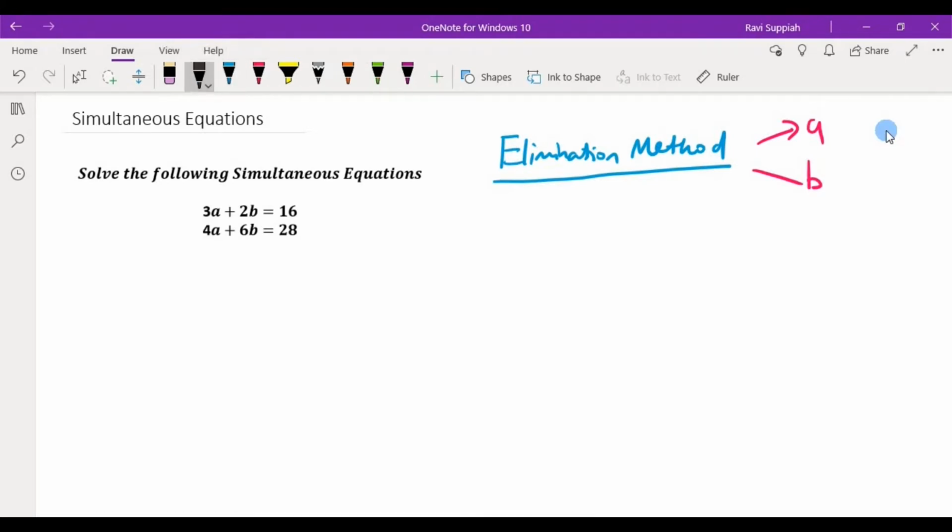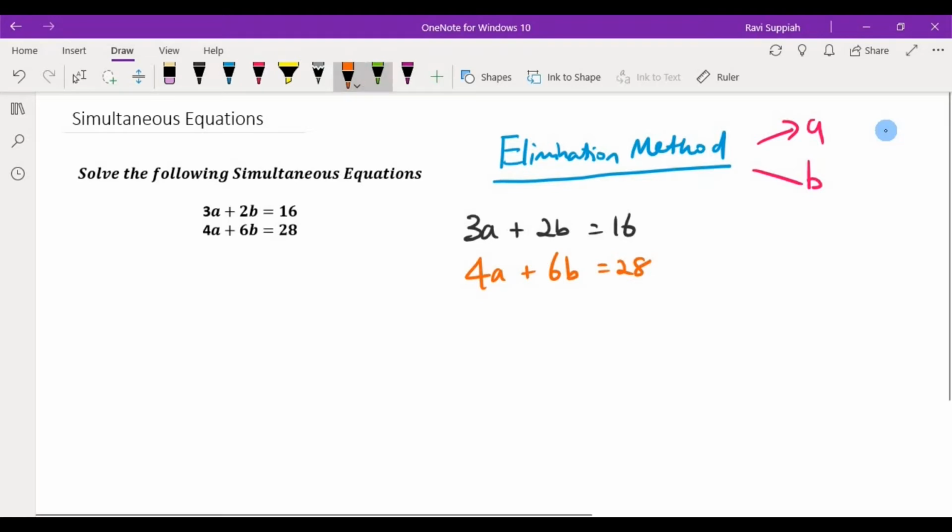Okay, so let's rewrite the question here. So I have 3a plus 2b equals to 16 and 4a plus 6b equals to 28. Now, as you can see, for a, both the coefficients are different, 3 and 4. And for b, also both the coefficients are different, 2 and 6. Okay, so since the coefficients are different, we then need to do some manipulation to make the coefficients the same.